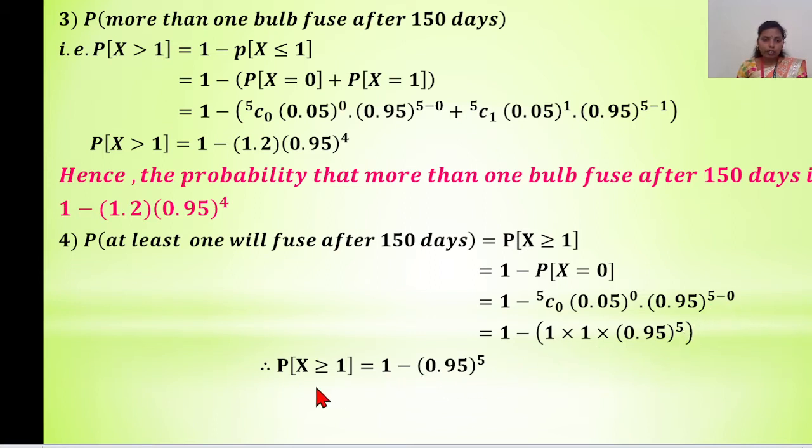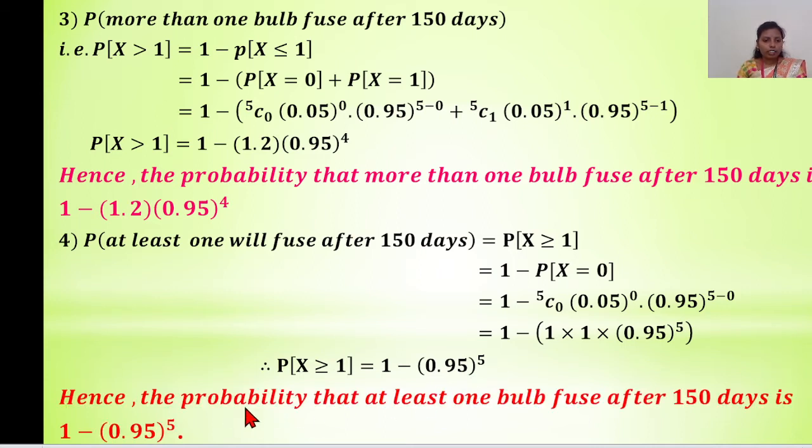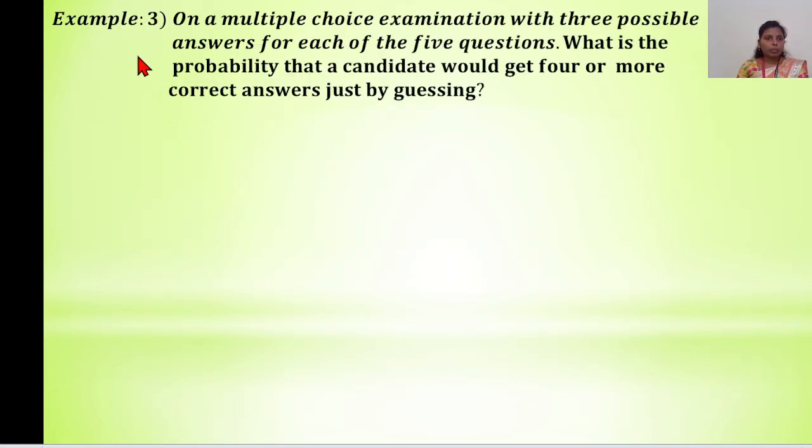Hence we get the probability of x greater than or equal to 1 is equal to 1 minus, here the product of these three terms is 0.95 raised to 5. Then the probability of x greater than or equal to 1 is equal to 1 minus 0.95 raised to 5. Hence, the probability that at least one bulb fuses after 150 days is 1 minus 0.95 raised to 5. Now next, example number 3.